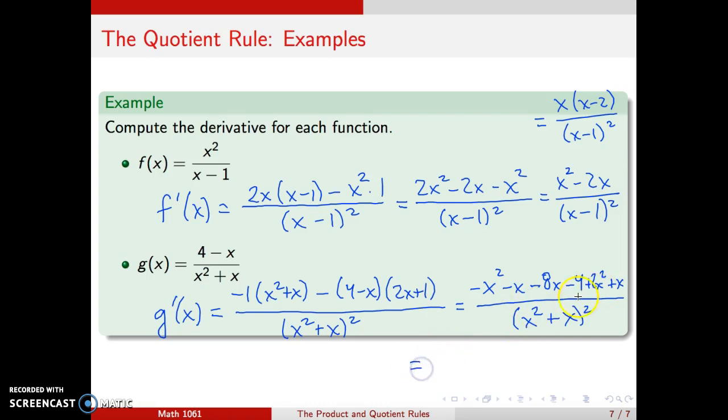Maybe I'll combine terms. 2x squared minus x squared, we'll call it x squared. Negative x plus x cancels. Negative 8x is what's left. Minus 4. Doesn't look like a clean, nice factorization there, so I'm not going to try to pursue that any further. This looks like a pretty nice form to end with.